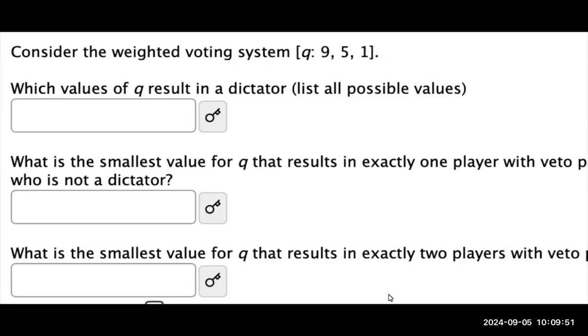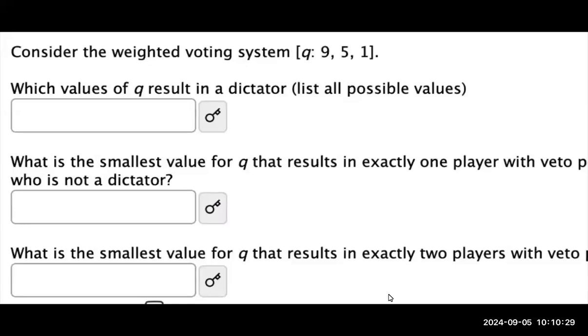List all possible values. With this problem, there's something very helpful, and that is that we remember that the quota cannot take on any value that it wants to. Like 10,001. Could the quota be 10,001? No, it couldn't. And remember the little formula that I gave you for the quota.